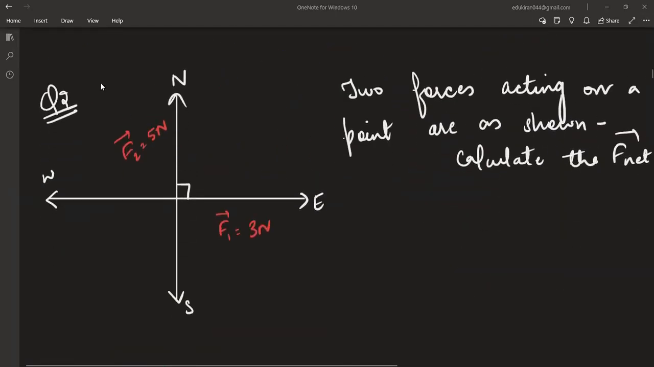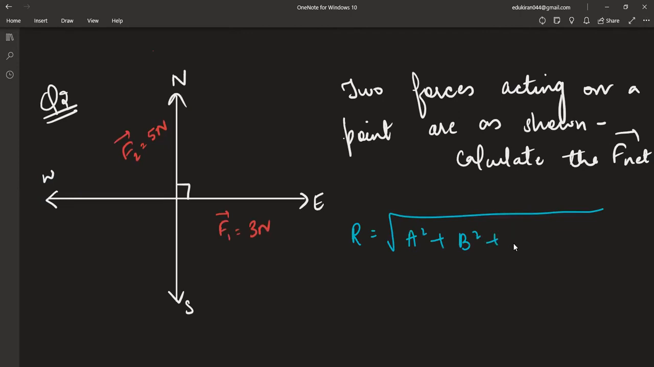See class, the next question. Two forces are given. One is given along east, that is 3 Newton. Second is given 5 Newton along north. You have to find out the resultant. See, resultant will be equal to what? This is a square plus b square plus 2ab cos theta. Now class, can any one of you tell me what is the value of theta that we'll take? 90 degrees. 90 degrees. Very good, Shaista.